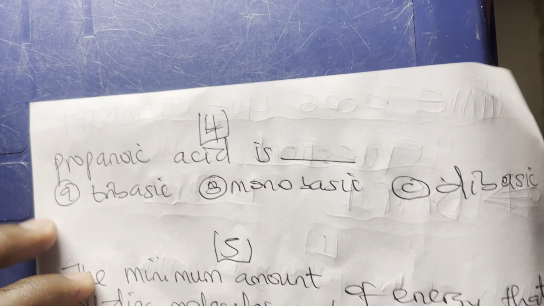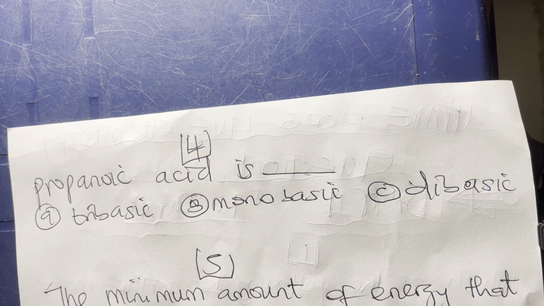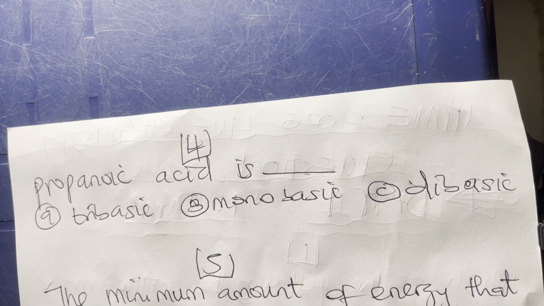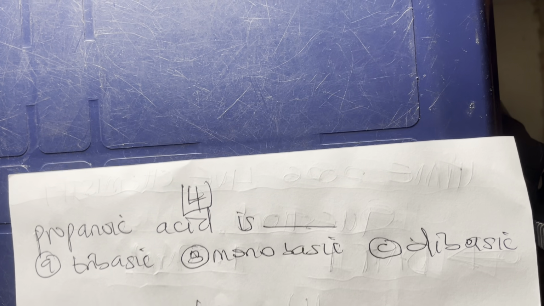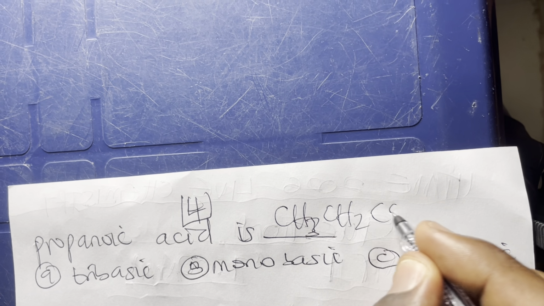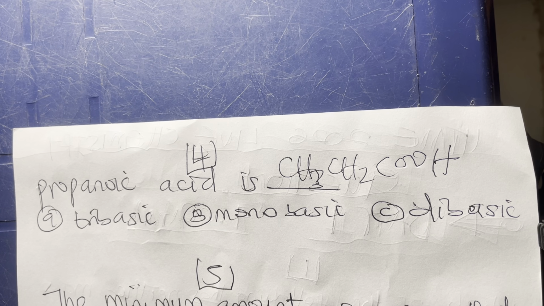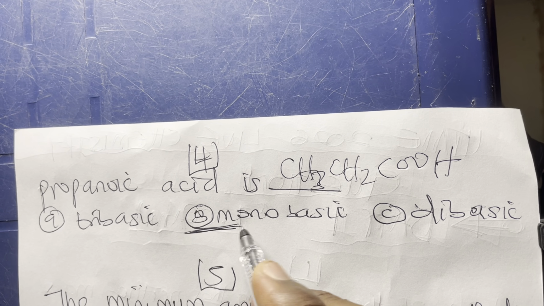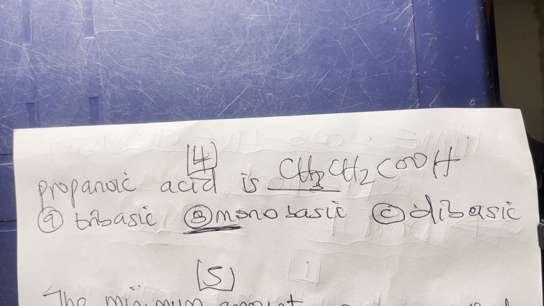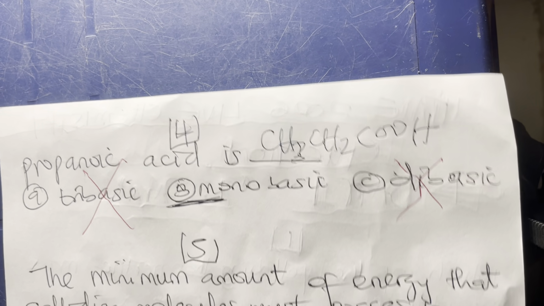All right. Now, this is the number 4 question. Number 4 says that propanoic acid is what? Is it tribasic? Is it monobasic? Is it dibasic? Propanoic acid is CH3CH2COOH. So it is a monobasic acid. So the answer is B. It is never tribasic, neither is it dibasic. Take note of what I'm saying.